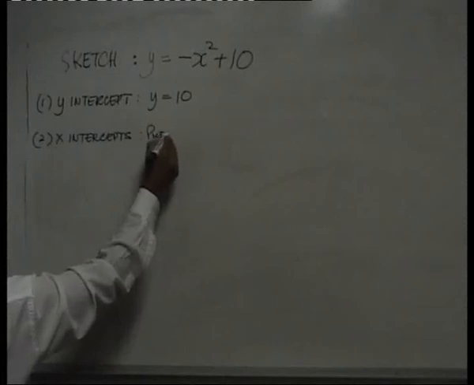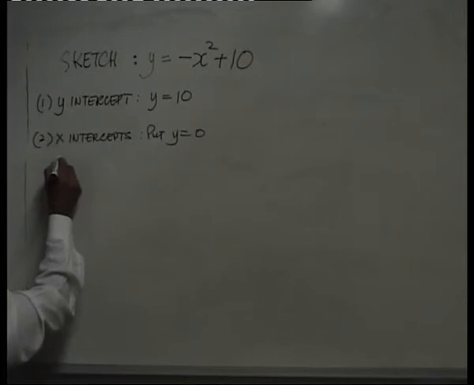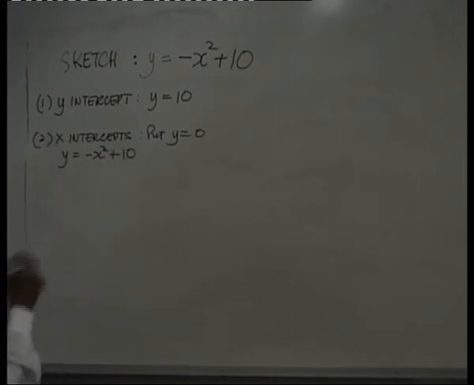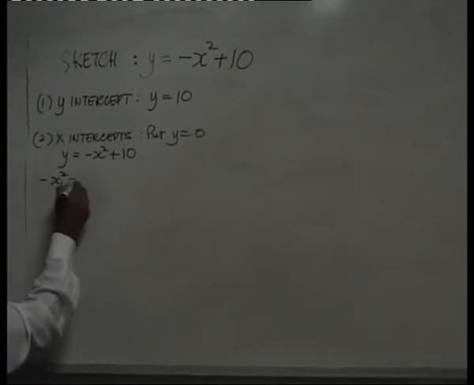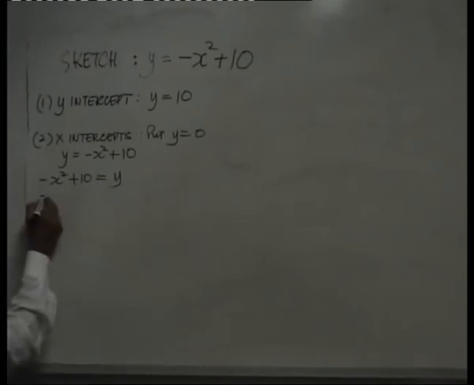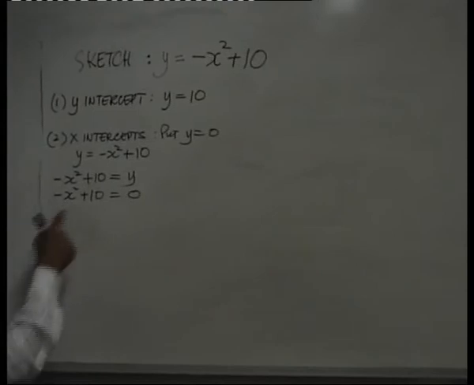Must put y equal to 0. So I've got y is equal to minus x squared plus 10. That means I can write minus x squared plus 10 is equal to y. And then I put y equal to 0. And then I'm trying to solve this.